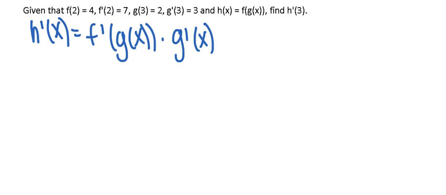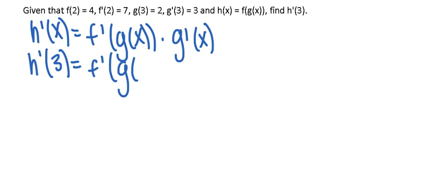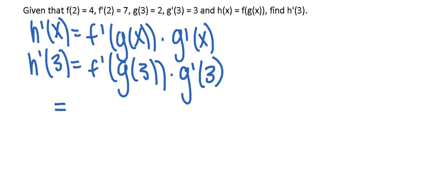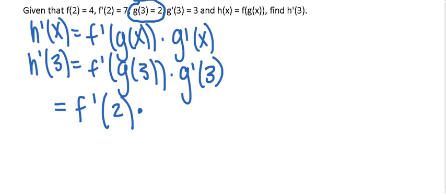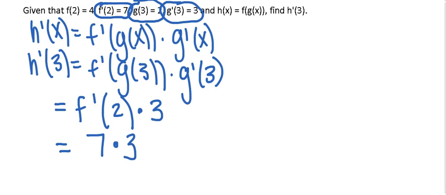H prime of 3 equals f prime of g of 3 times g prime of 3. So h prime of 3 equals f prime of 2 because g of 3 equals 2, times 3 because g prime of 3 equals 3. F prime of 2 equals 7, times 3 equals 21.